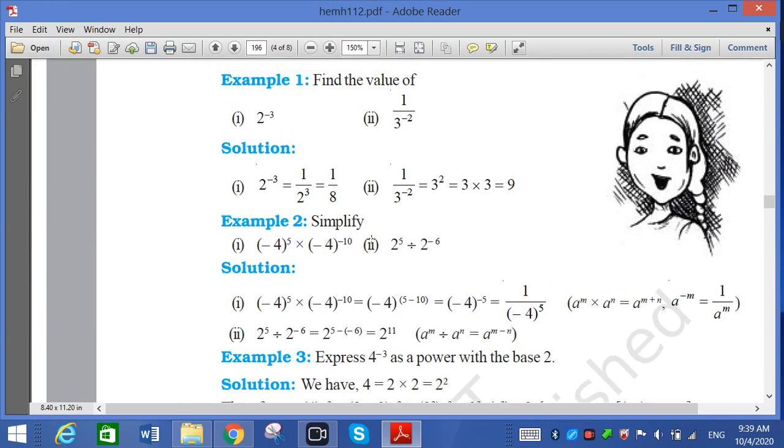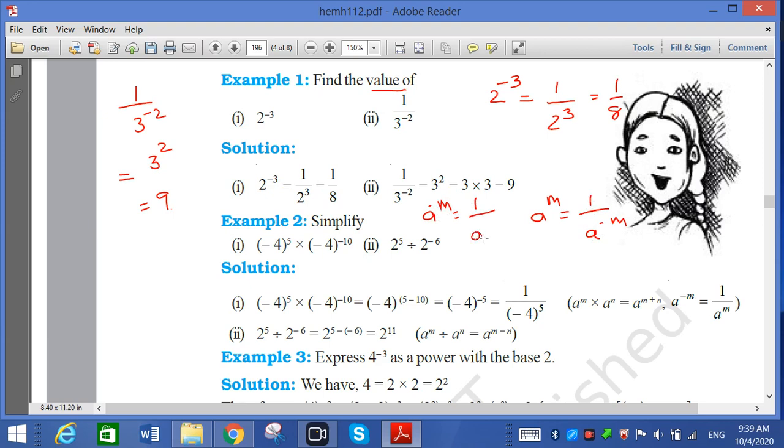First example, find the value. Now the question is changed, find the value. 2 the power minus 3, first rule, multiplicative inverse, that is 2 the power 3, that is 1 upon 8. Now 1 upon 3 the power minus 2 is 3 the power 2, so it is an example of multiplicative inverse. When the power is in negative form, we have to shift it into positive form, that is 9. Again I am explaining this: a the power m, I have to write a the power minus m; if it is a the power minus m, then I have to write a the power m. So that is example number 1.